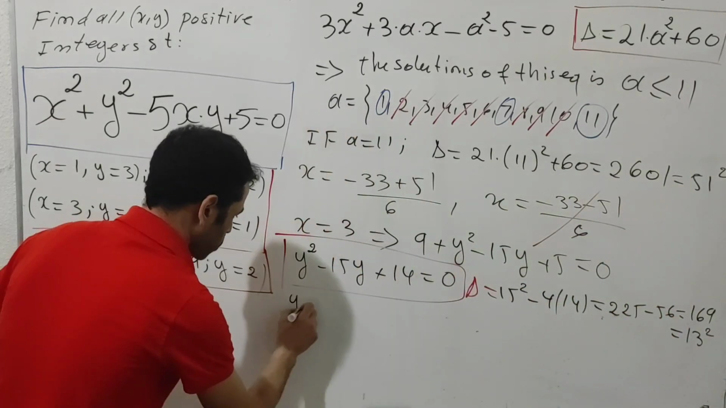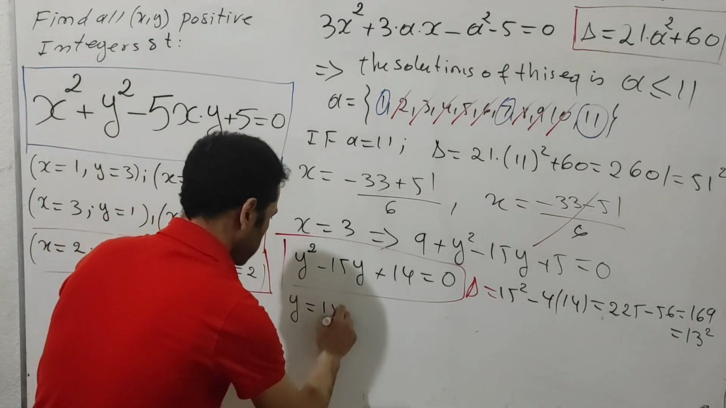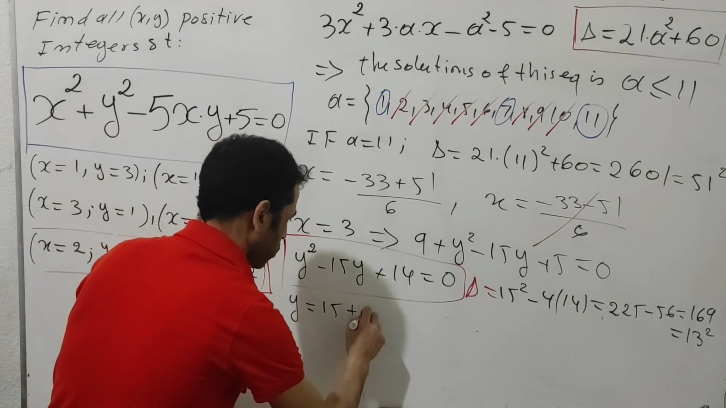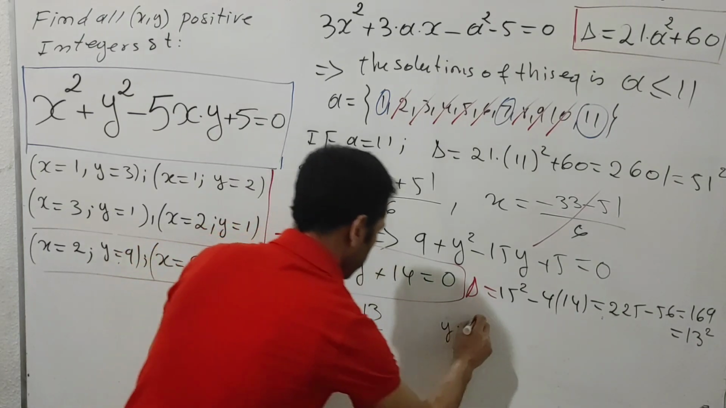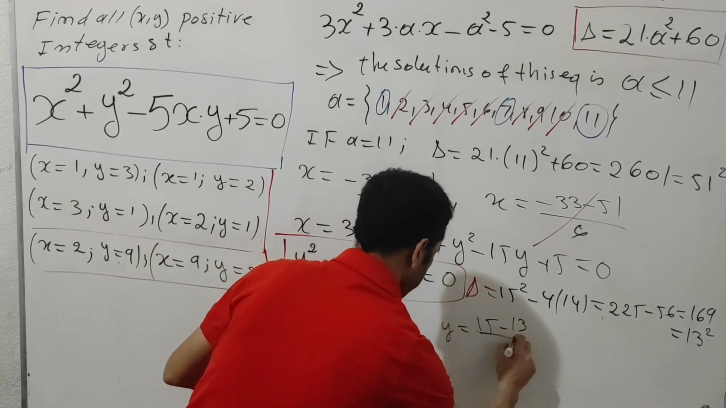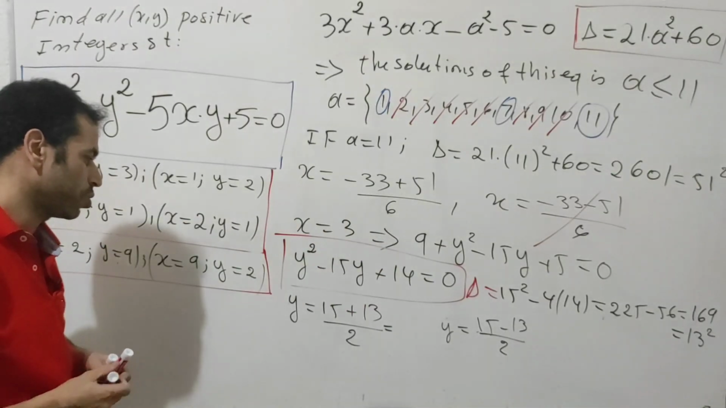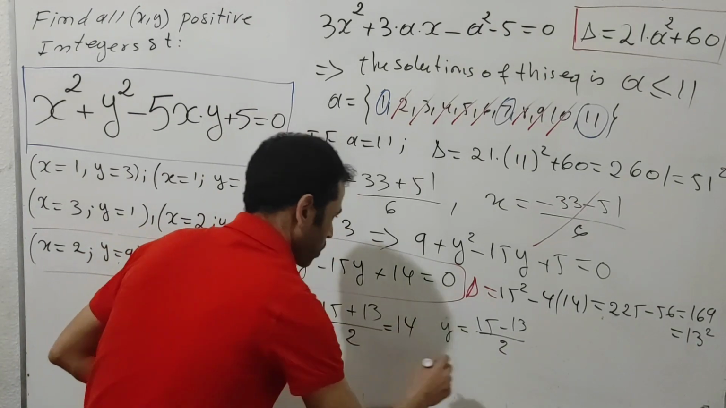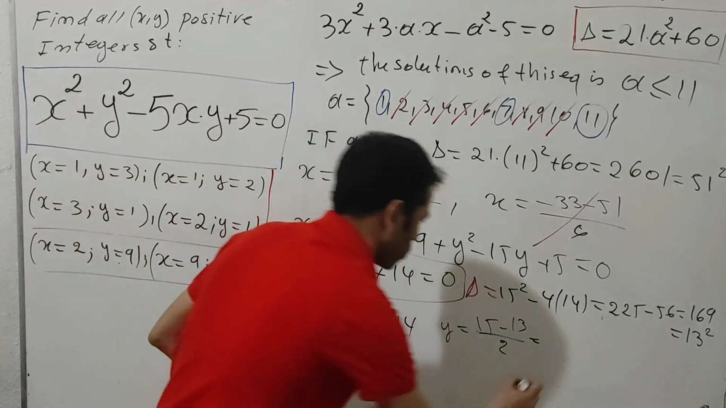Okay, I'm going to determine the solutions of this equation. So I will have minus b, which is 15, plus square root of delta, which is 13, divided by 2. The second solution, I will have 15 minus 13 divided by 2. 15 plus 13 is giving us 28, divided by 2 is giving us 14. The second one, 15 minus 13 is giving us 2, 2 divided by 2 is giving us number 1.